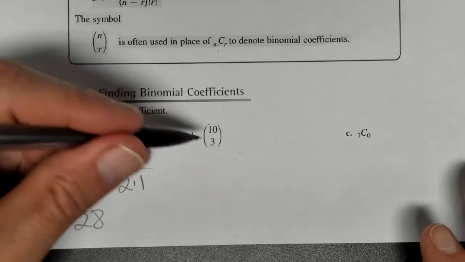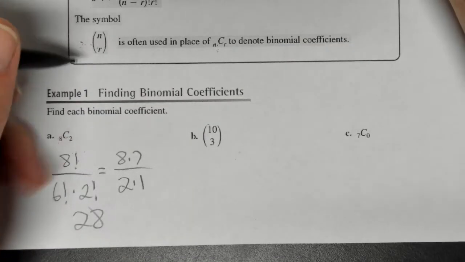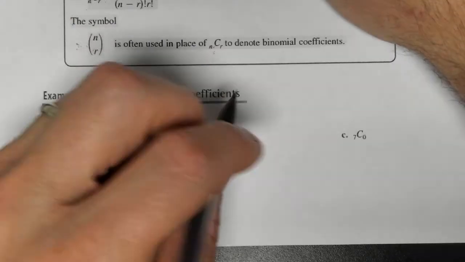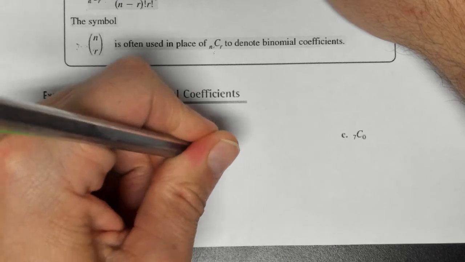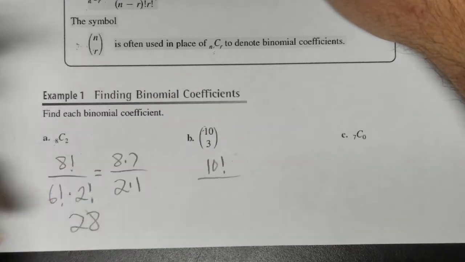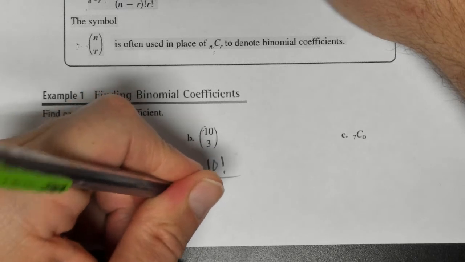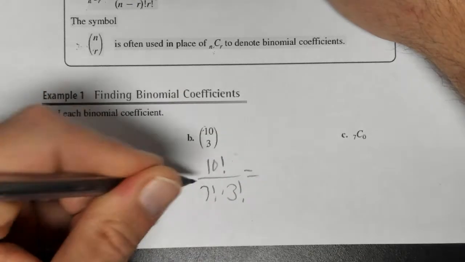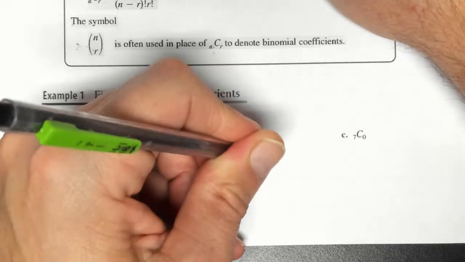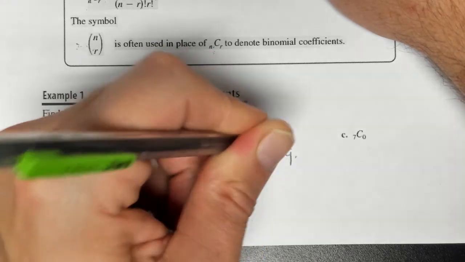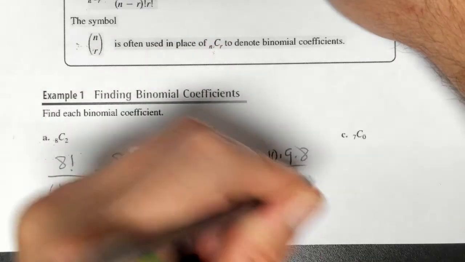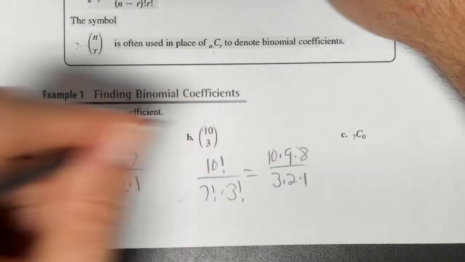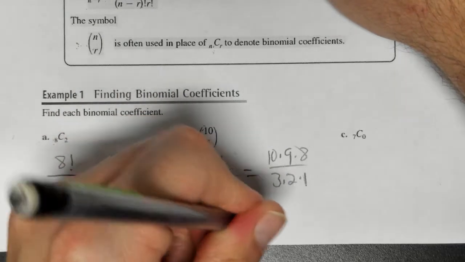Let's do the next one. Here's the alternate notation that we've seen. All right. And so we want to go on this one. That would be 10 factorial over 10 minus 3, which is 7 factorial, times the r, which is 3 factorial. Again, everything from 7 down to 1 is going to cancel out. So on the top, I have 10 times 9 times 8 over 3 times 2 times 1. If you multiplied that out and divided by 6, you would get 120 here.